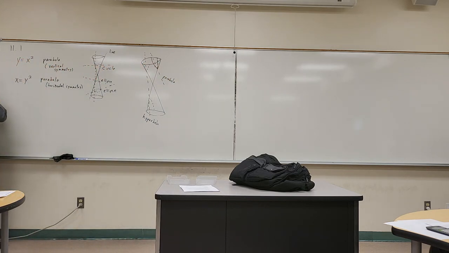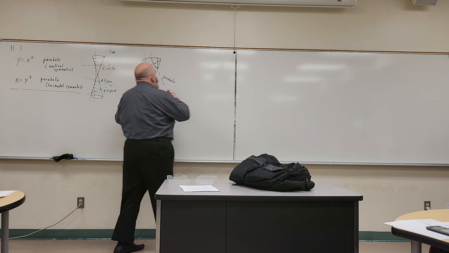So those are parabolas. They can easily be distinguished from the other conic sections because they only have one quadratic variable. Here, the x is squared, here the y is squared, but not both. So that's an indicator that we're talking about a parabola and not one of the others.